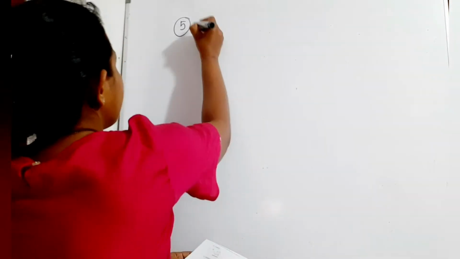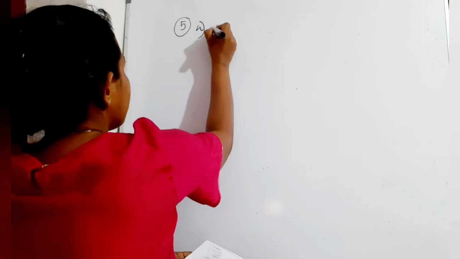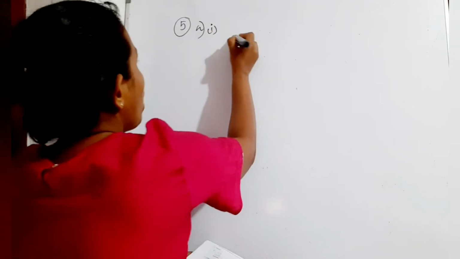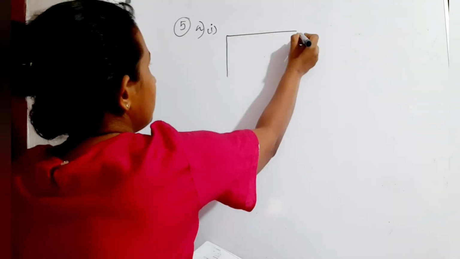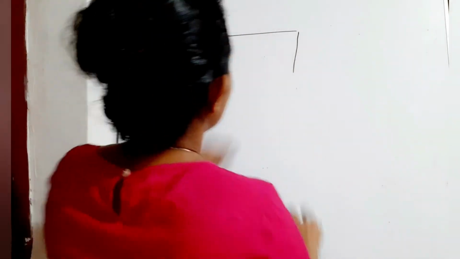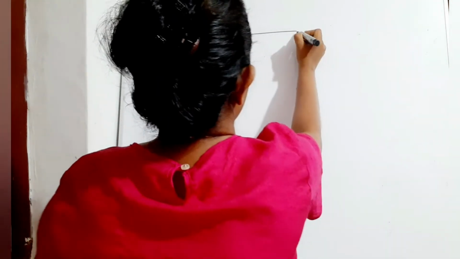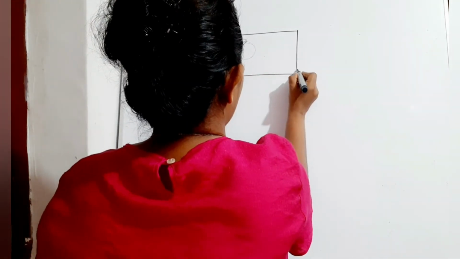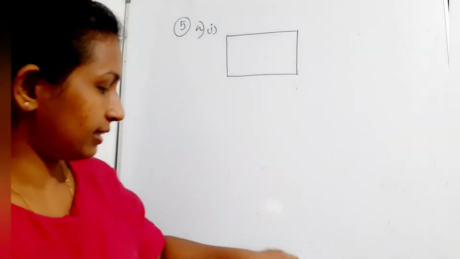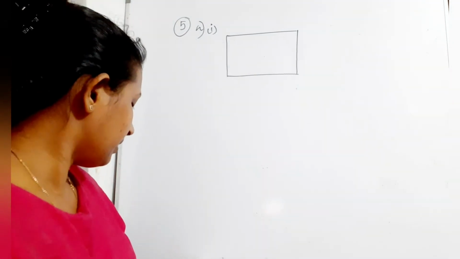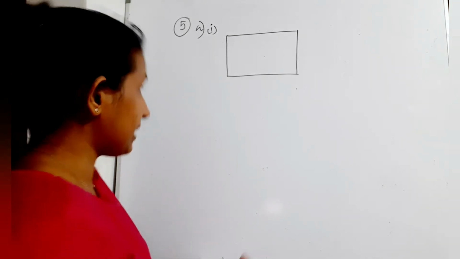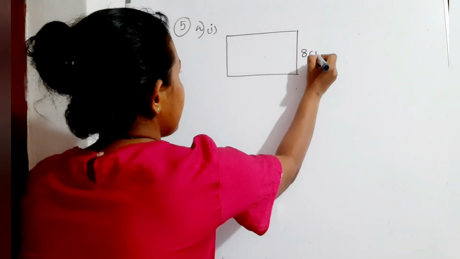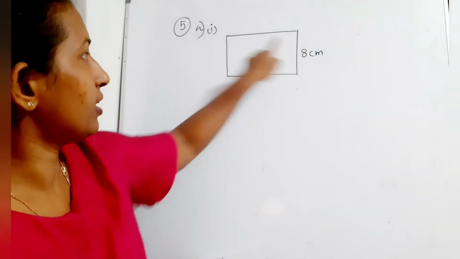Now let's move to the 5th question. Part A, draw a rectangle and mark its width as 8 cm. Part A, part 1, draw a rectangle. You can draw like this. Draw a rectangle and mark its width as 8 cm. Width means 8 cm. You can write it here or here.